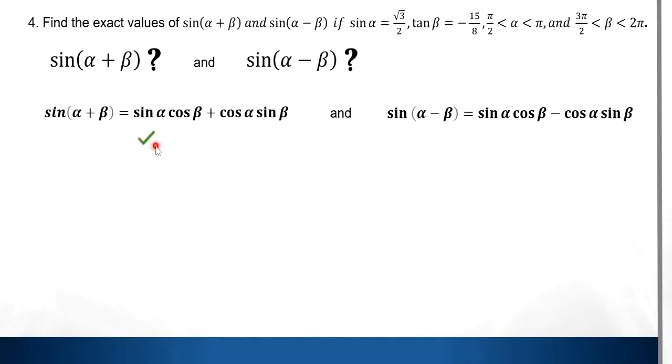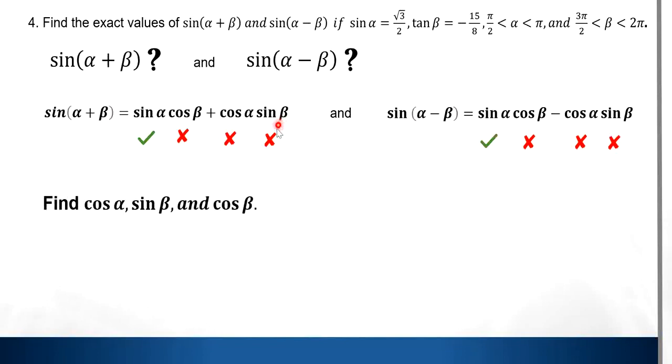In our problem, we are given the value of our sine alpha. But the rest, the cosine beta, cosine alpha, and sine beta, are not given. So we cannot find the value of sine alpha plus beta and sine alpha minus beta if we don't have the values of those trig functions. So, first we need to find the cosine alpha, sine beta, and cosine beta to solve our problem number 4. So, to start that, let's find cosine alpha.